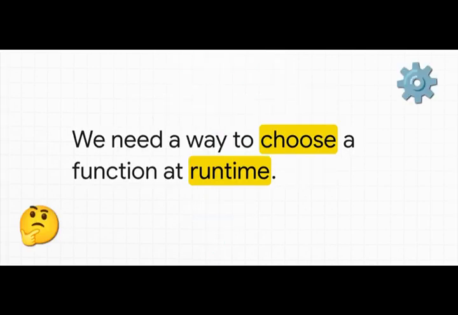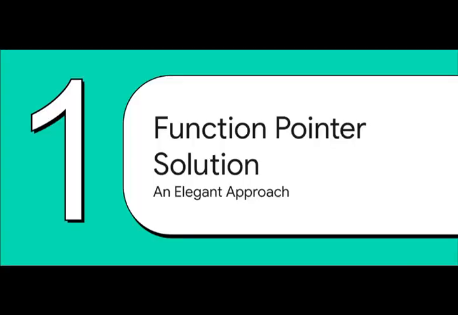And that's the real heart of the problem, isn't it? We need a way for our program to choose which function to call while it's running. We need to stop thinking about functions as these fixed, static things and start treating them more like variables, something we can pass around and choose on the fly. And that, my friends, brings us to the hero of our story, the function pointer. This is the classic, elegant C solution to this whole runtime problem.